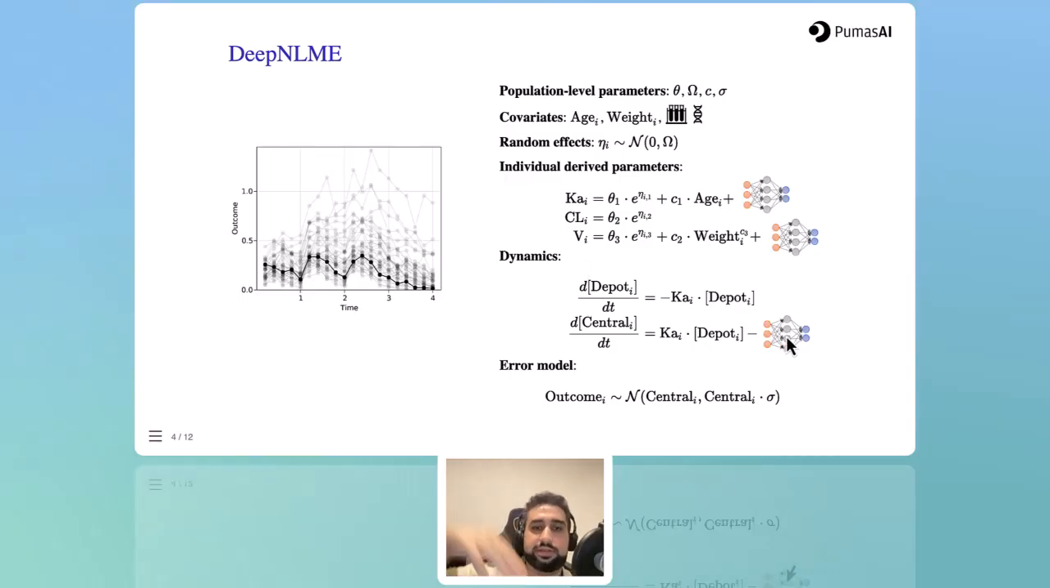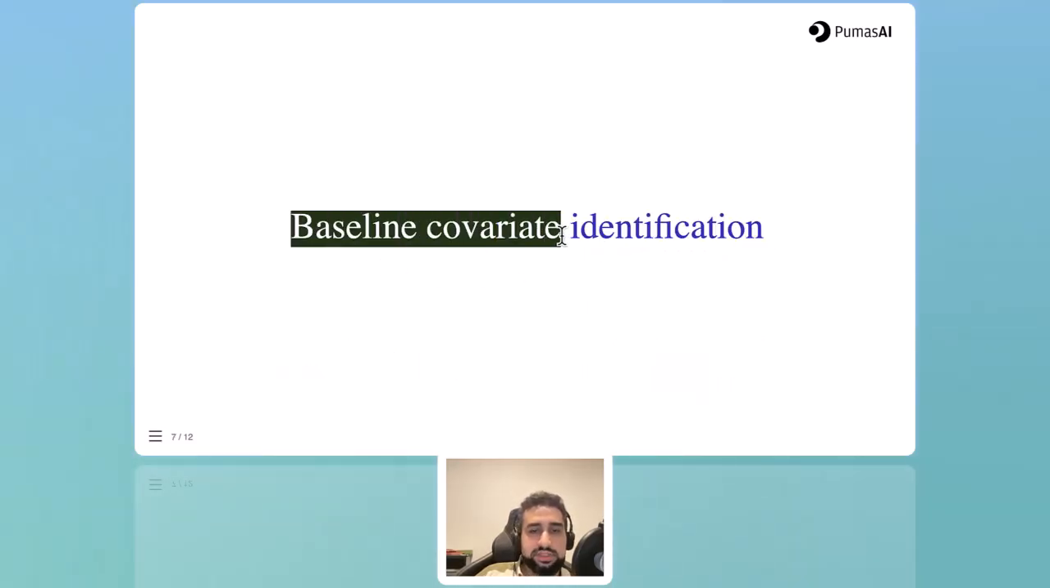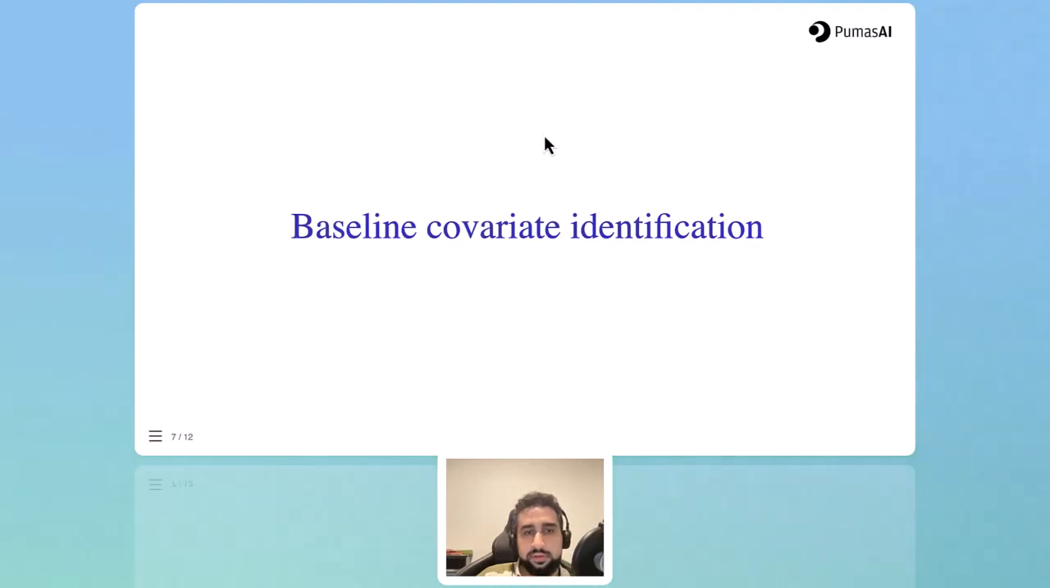So you can sort of stack these models on top of one another, or stack these neural networks on top of one another. And so we're going to focus mostly on this part here, or this particular application, which is what's often called covariate identification using neural networks, or baseline covariate modeling, because we focus mostly on baseline covariates in this use case.